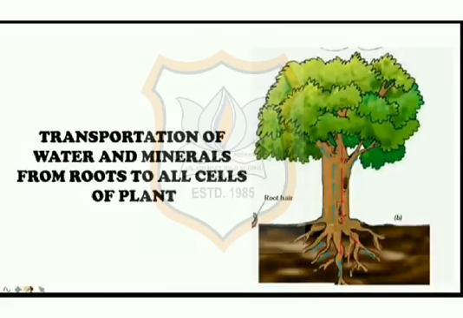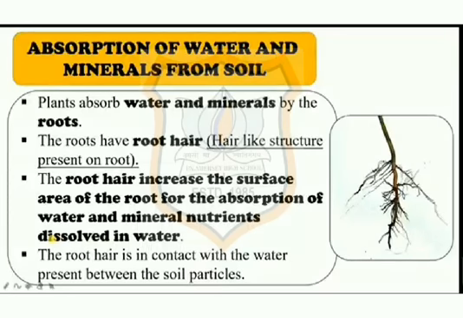Now we will discuss transportation of water and minerals from roots to all cells of the plant. Plants absorb water and minerals by the roots. The root has root hair-like structures present on it. The root hair increases the surface area of the root for the absorption of water and mineral nutrients dissolved in water. The root hair is in contact with the water present between the soil particles.